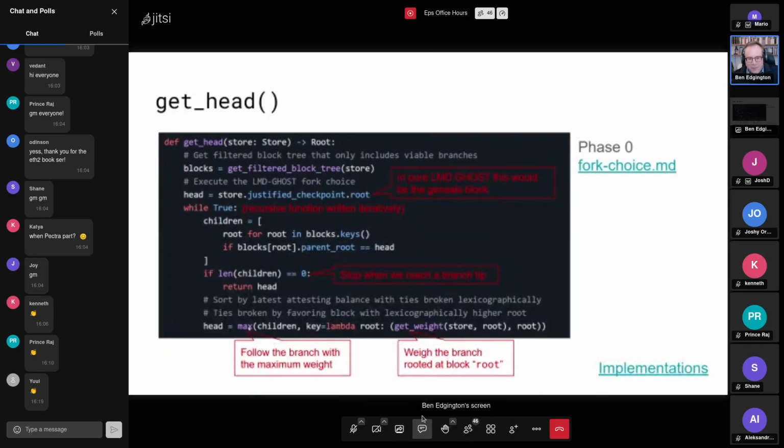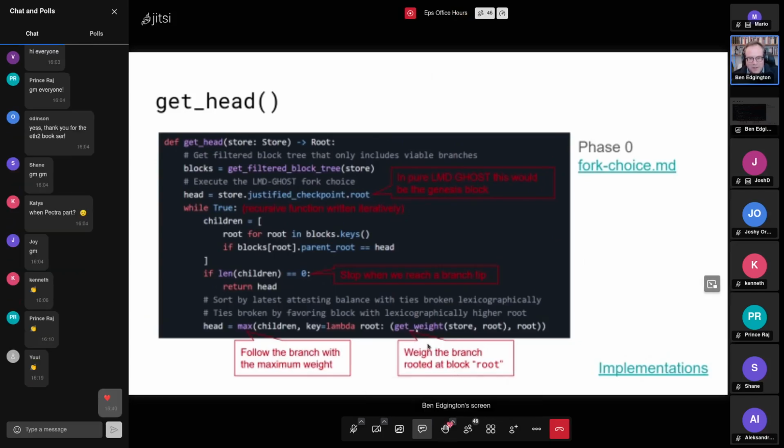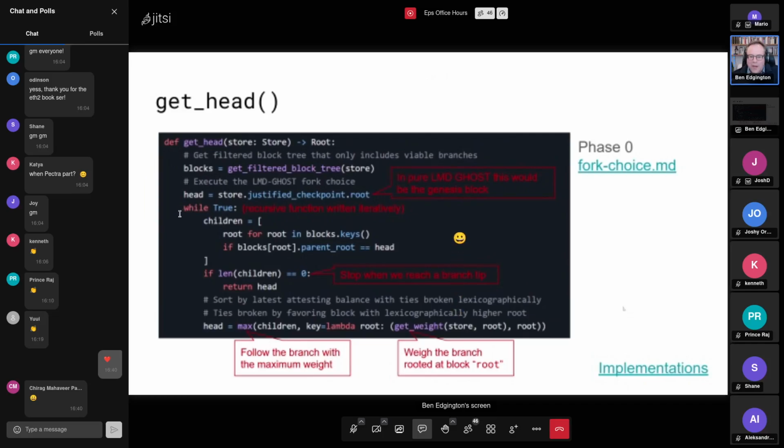And we choose the maximum amongst the weights of these. So we get the weight of each of the children branches, each of the observed subtrees, and we find the maximum, and that becomes our new head, and then we go around the loop again. Now, nobody would ever implement it like this. This is horrifically inefficient because you're just repeating so many calculations. So either you need to do some quite aggressive caching, memoization, or you need a different algorithm.